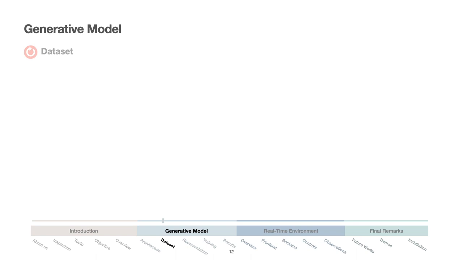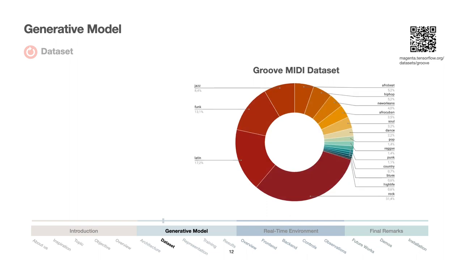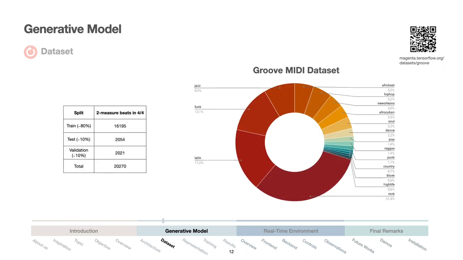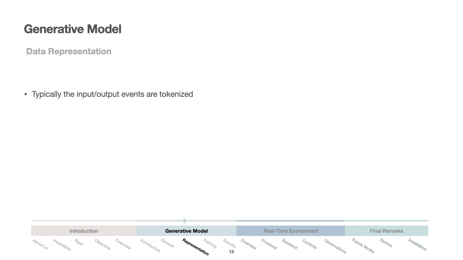For this work, we use the Groove MIDI dataset released by Magenta. This is a large dataset of drum pieces performed by professional drummers on an electronic drum kit. Many different styles are available in this dataset. For this work, we only focus on 2-bar beat sections in 4/4 meter.